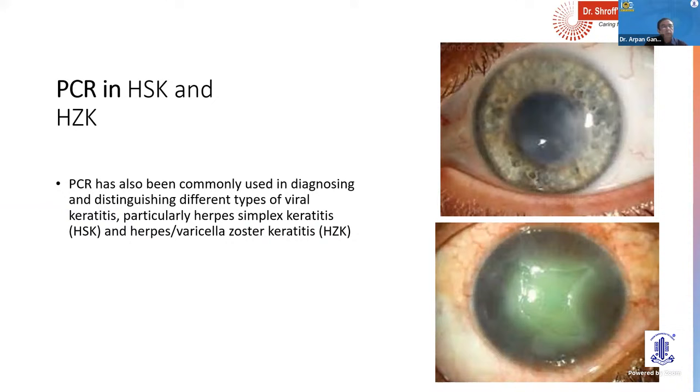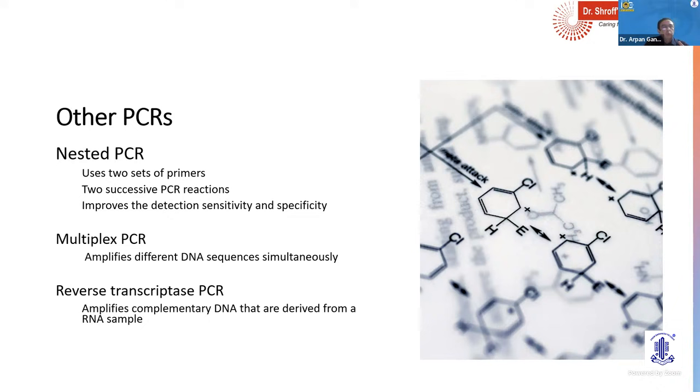PCR has also been used in herpes simplex keratitis as well as herpes zoster keratitis. There are other PCRs, a nested PCR, which uses two sets of primers, two successive PCR reactions. It improves the detection sensitivity and specificity.